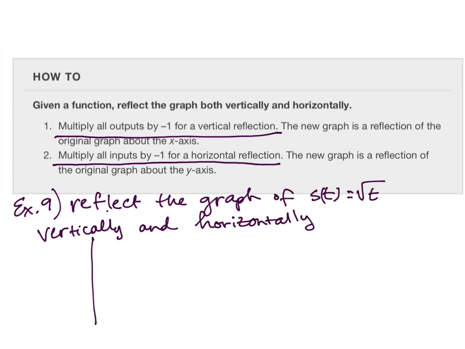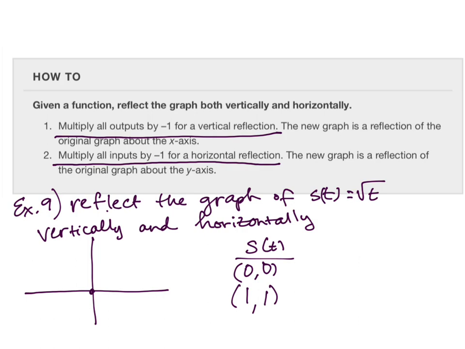So the first thing I would do if I were you is I would envision s of t equals the square root of t. What does that look like? The square root function, it goes through 0, 0. We could make a table. For s of t, we know that if I input 0, I output what? 0, right? I'm taking the square roots here. If I input 1, I should output what? 1. What's the square root of 1 is 1. What's the square root of 2?